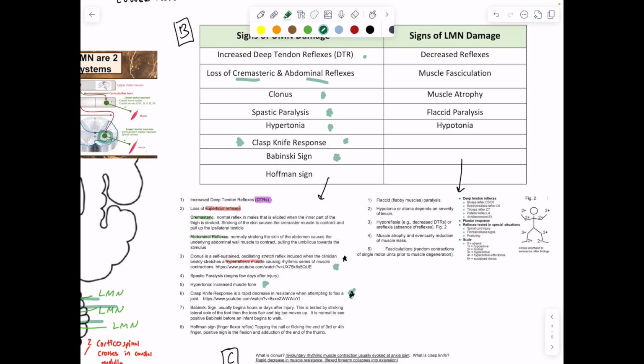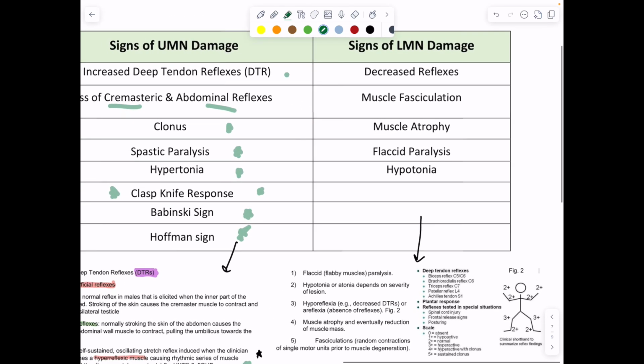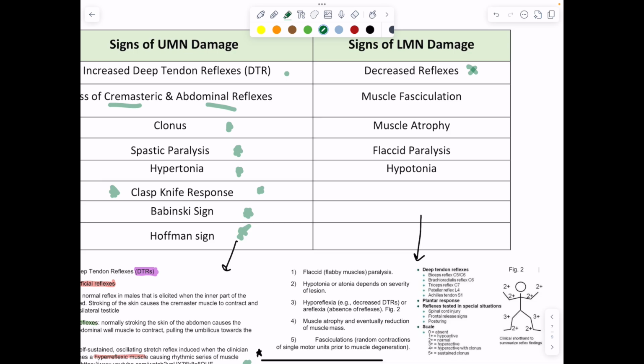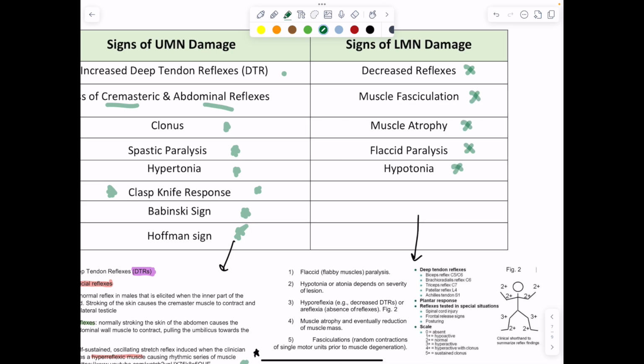sign. So clasp-knife response, I suppose like clasping a knife, you would rapidly let go because you've hurt yourself. So rapid decrease in resistance when attempting to flex a joint, just like if you had grabbed a knife. All right, then you have Hoffman sign, again, flexion of the thumb if you flick the end of the third or fourth finger. And then for lower motor neuron damage, basically decreased reflexes, muscle fasciculation, muscle atrophy, flaccid paralysis, and then hypotonia.